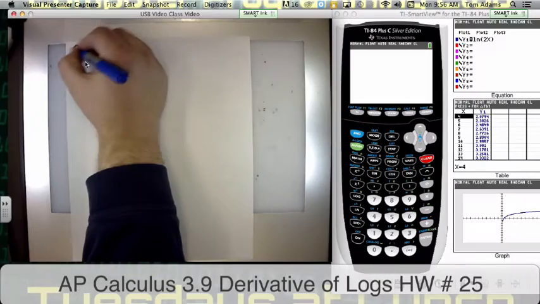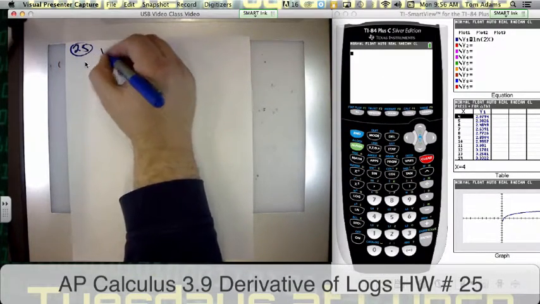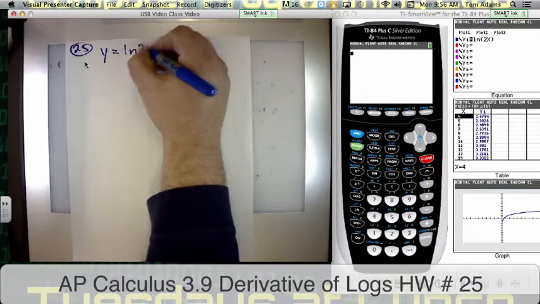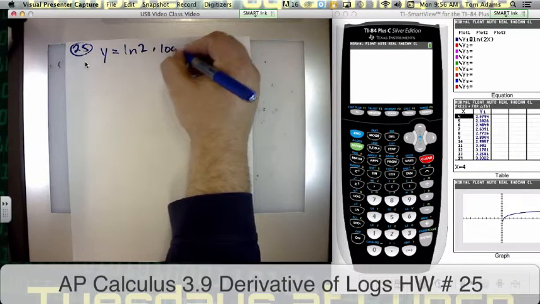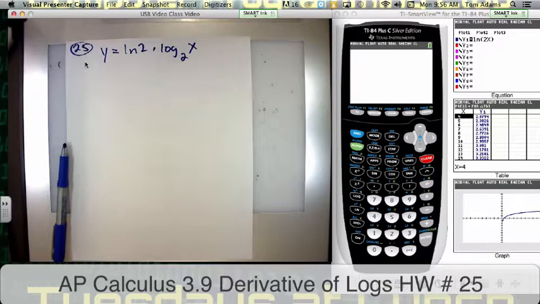Problem number 25. Basically, all of your homework problems are going to be, you're going to have some sort of logarithmic function, and then you're going to take the derivative of it. So we have the natural log of 2 times the log base 2 of x. All right? And what we're asked to do is find the derivative of this.